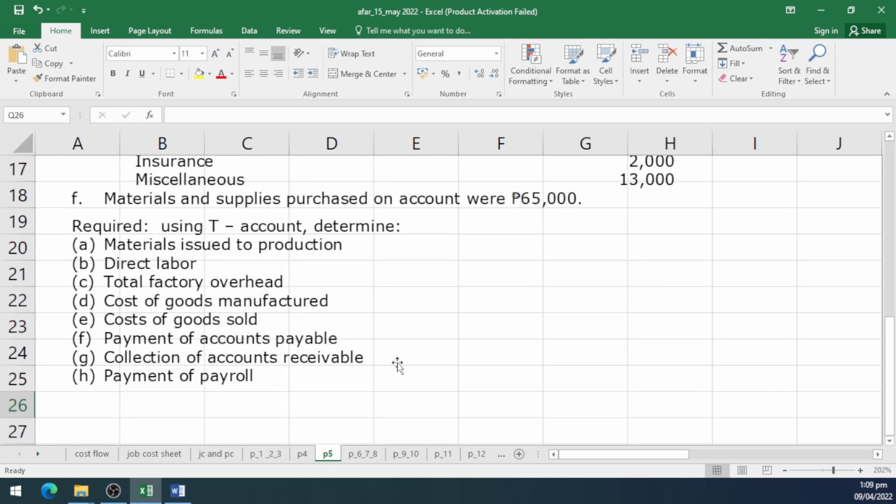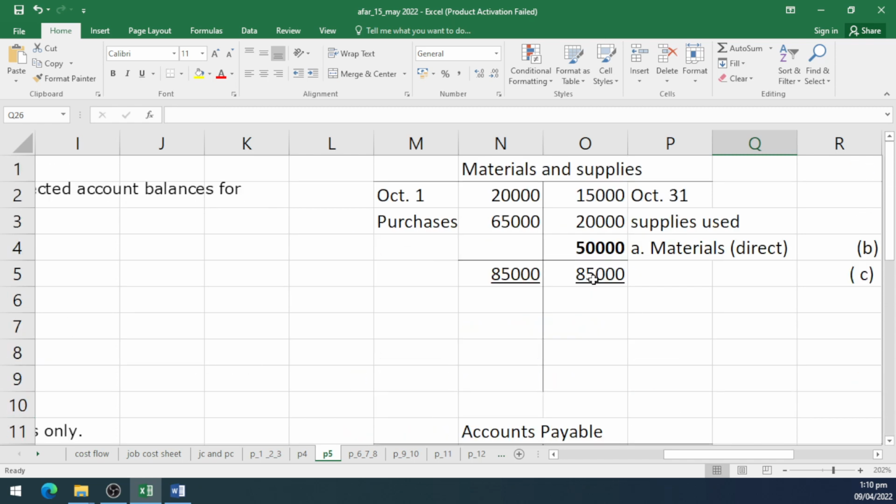Using T account, we determine materials issued to production, DL, total factory overhead, CGM, cost of goods sold, payment of accounts payable, collection of accounts receivable, and payment of payroll. Ito po yung magiging reconstruction ng account natin. Ang beginning materials and supplies ay 20,000. Ang ending 15,000. Purchases 65,000. Debit materials and supplies, credit accounts payable, yan ang entry.